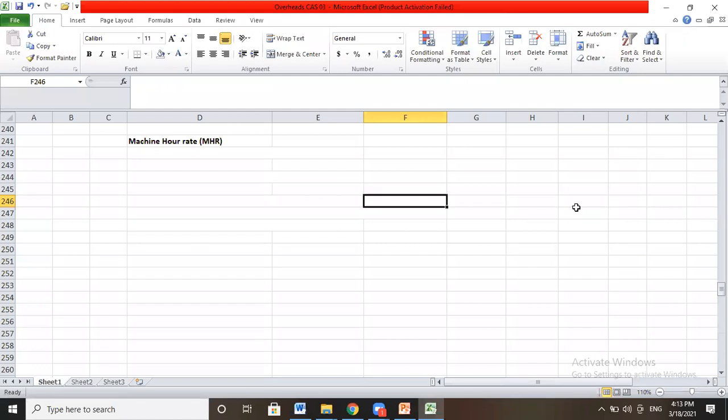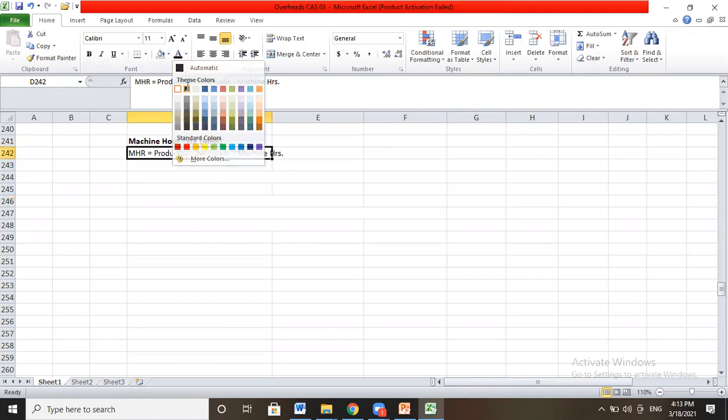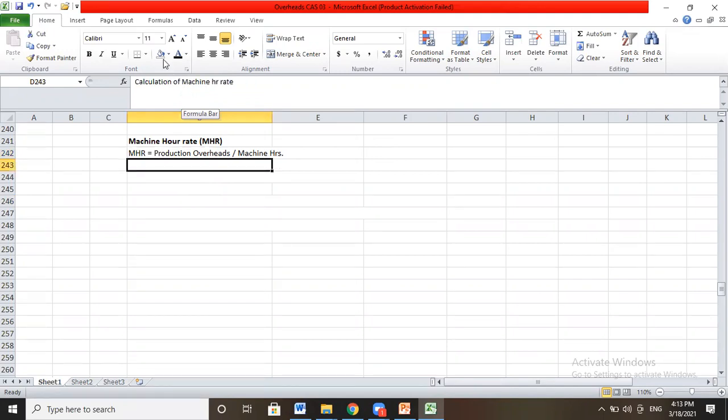So after completing primary distribution as well as secondary distribution, we should move on to understand the concept of machine hour rate. This machine hour rate is also called MHR, and it is calculated with the help of the formula: production overheads divided by machine hours. So how many machine hours have been spent for production overhead? That is the calculation of machine hour rate.